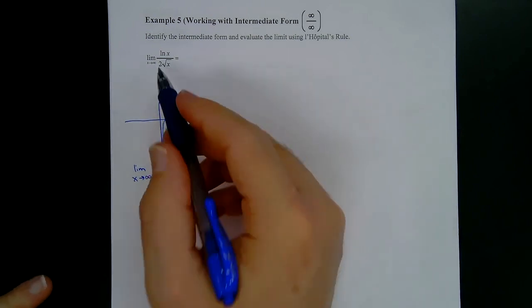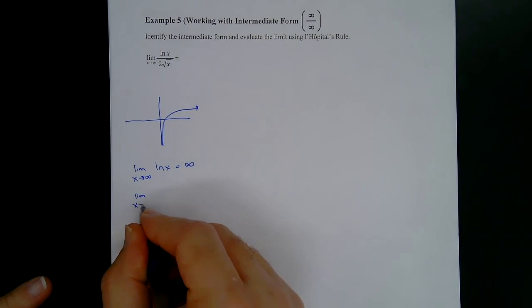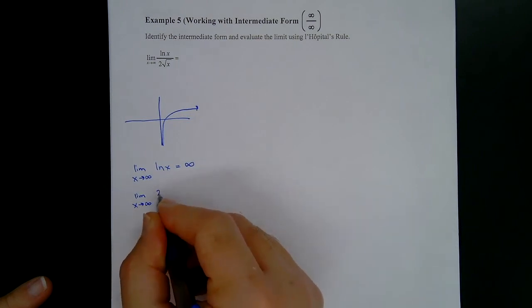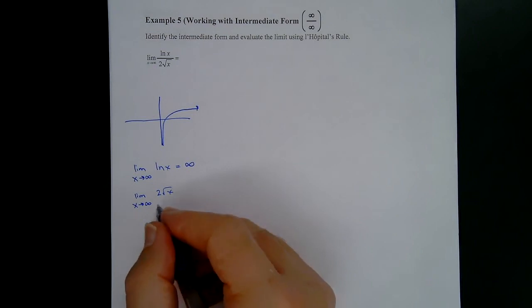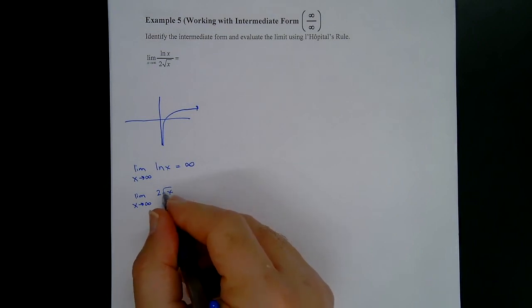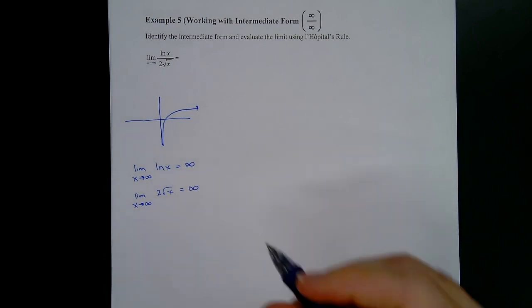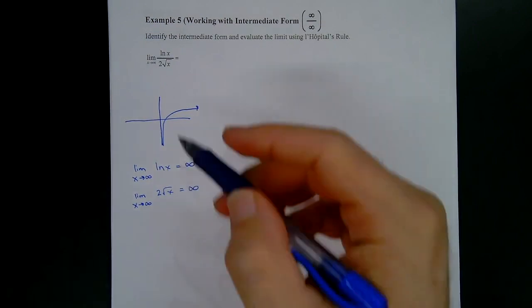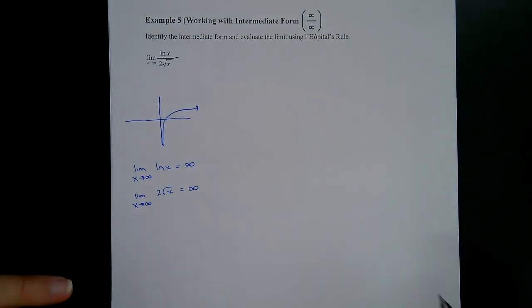Okay. And then what happens when we take the limit as x approaches infinity of 2 square roots of x? Well, the square root of x just keeps getting bigger and bigger and bigger, right? As x gets bigger. So this is also going to go to positive infinity. So both of these are going to go to infinity, which means we have infinity over infinity, which means we can use L'Hopital's rule, right?